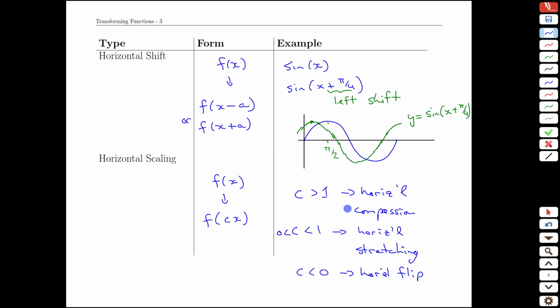And with those 4 transformations, we can accomplish a surprising amount, as we'll see in the next couple of examples.